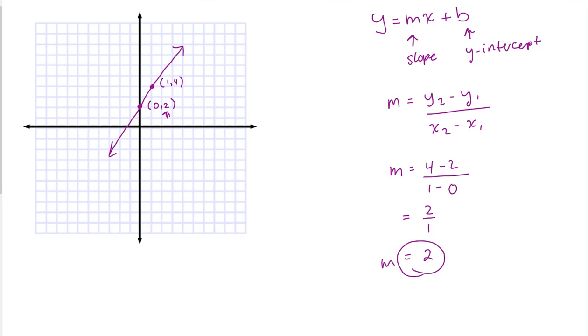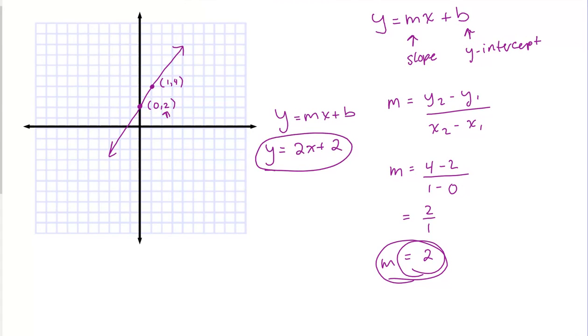That's our slope. And so if we know that we need to write it in the form y equals mx plus b, we now have our m, our slope, and we now have our b, our y-intercept, so we just plug it in. We substitute for m, and then we substitute for b, which is 2, and that is our slope-intercept form.